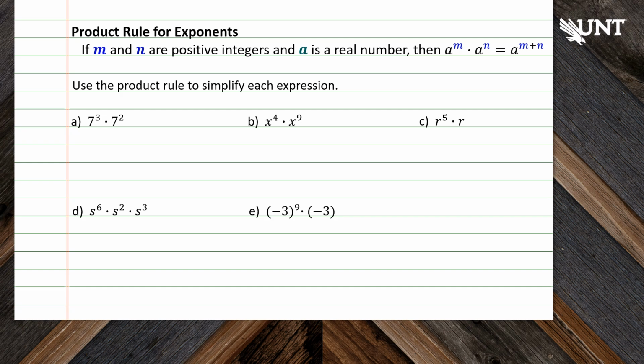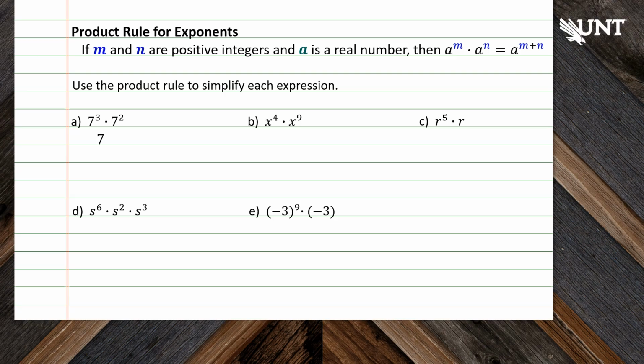Use the product rule to simplify each expression. For a, we have 7 to the power of 3 times 7 to the power of 2. Because the values are being multiplied and they have the same base, we can apply the product rule. To do so, we keep the base, which is 7, and then we add the exponents.